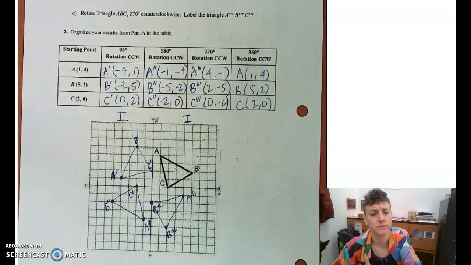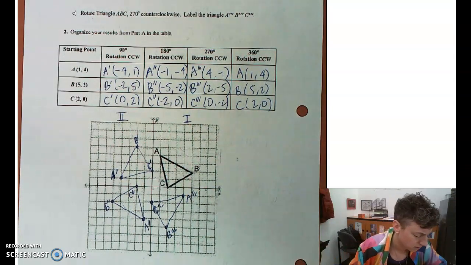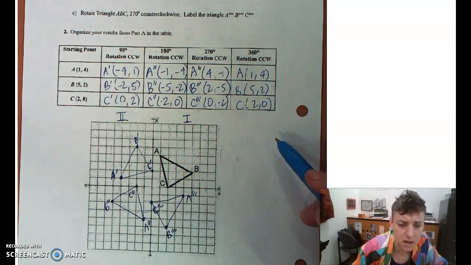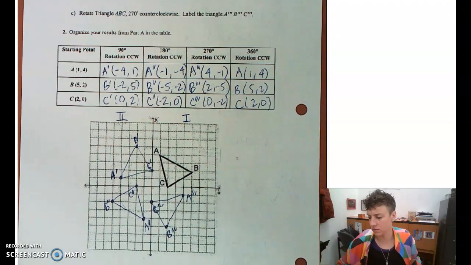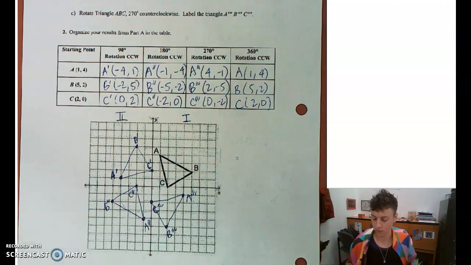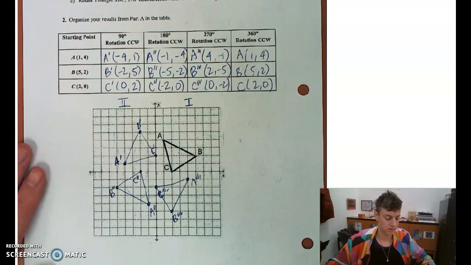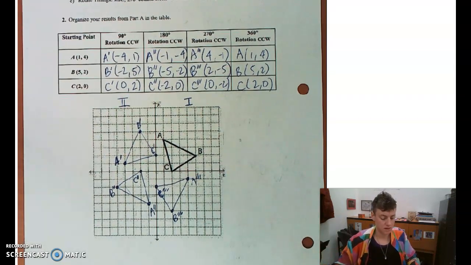All right. Let's talk about these results in a table formation. See if I can put these two things together. I think I can, and I think I will. I think it's going to happen. We're going to make a rule for all these rotations about the origin.